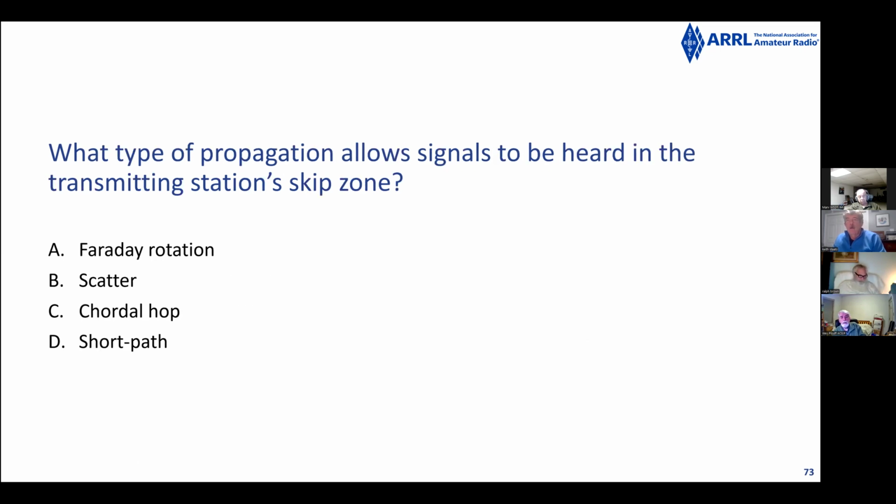What type of propagation allows signals to be heard in the transmitting station's skip zone? A, Faraday rotation. B, scatter. C, chordal hop. Or D, short path. Scatter, B? That's right, scatter.